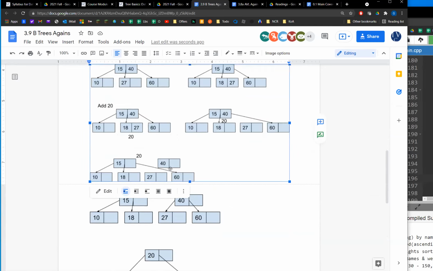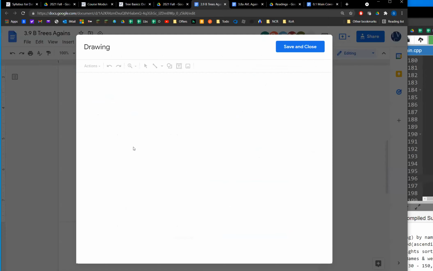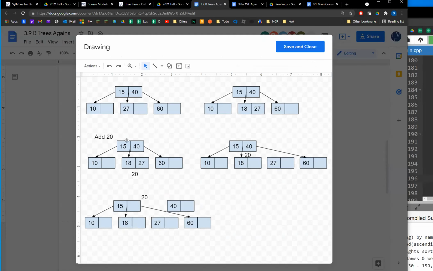All right, so whenever we add a new data point, so we're adding 20. Right, so we start at the root. So let's rewind and redo this one. Adding 20. 20 is not less than 15. So we go ahead and look at the next data point. 20 is less than 40. So we go down the second branch. If we were to add 70 instead of 20, not less than 15, not less than 40, so we go down the third branch.